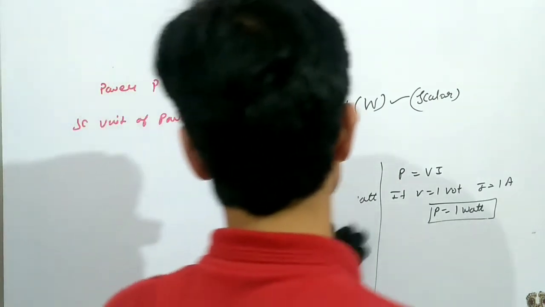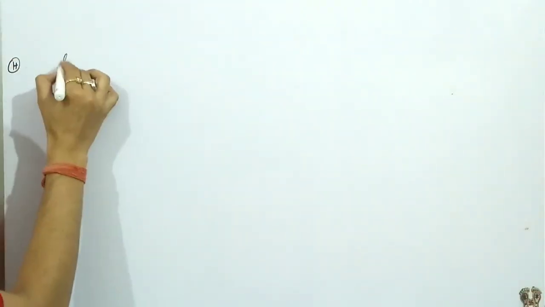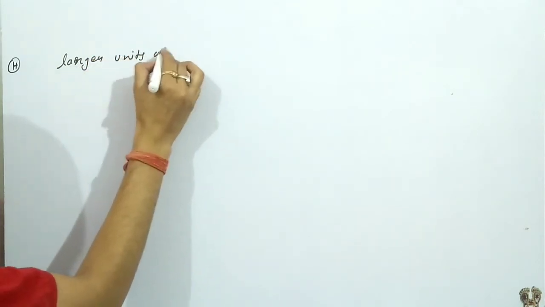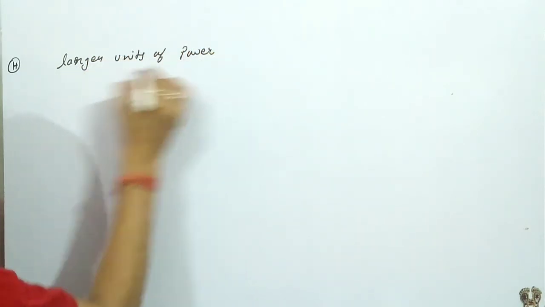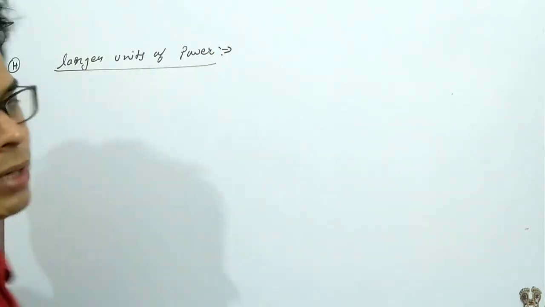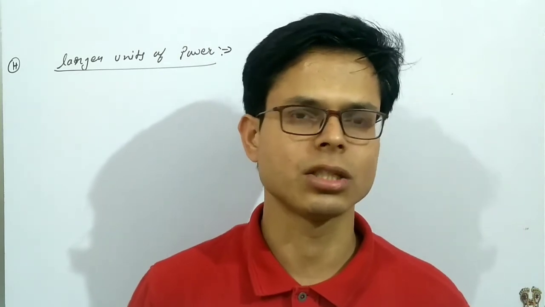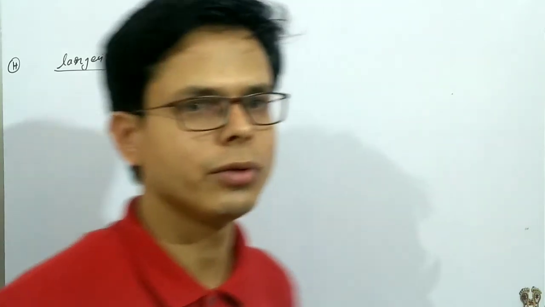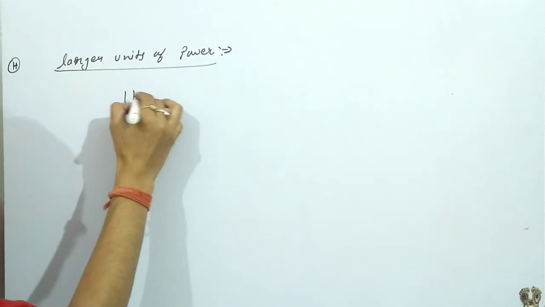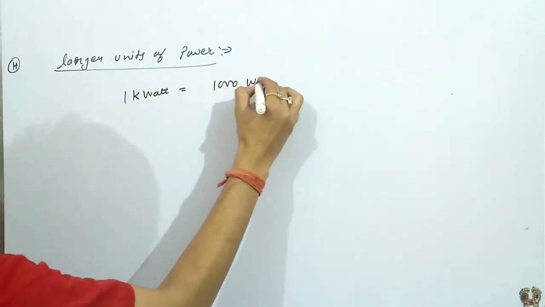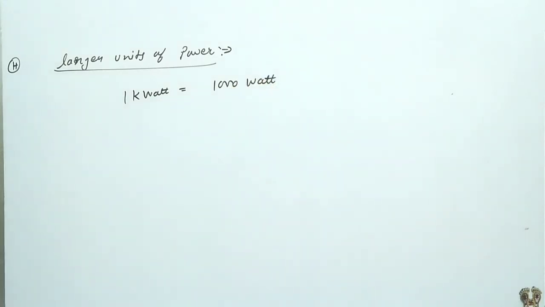So this was the question. We will discuss the next point, larger units of power. The unit of power is watt, but there are a few larger units like kilowatt. 1 kilowatt equals 1000 watt. This is a larger unit of power.